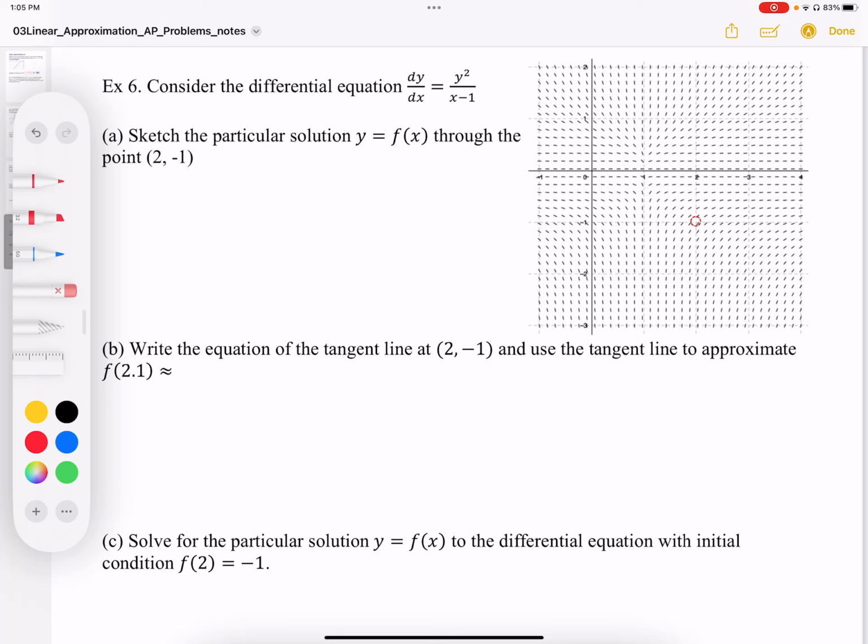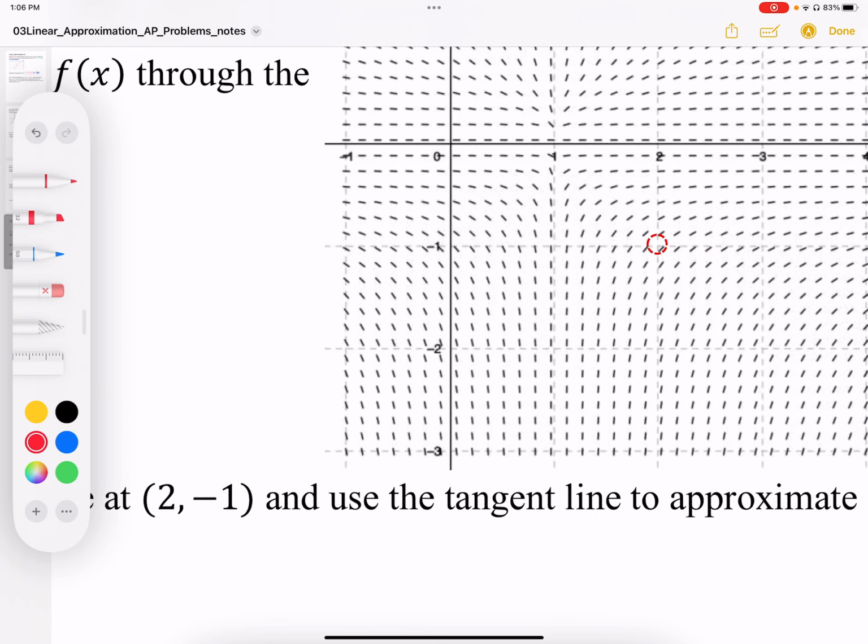Consider the differential equation dy/dx equals y squared over x minus 1. The slope field that differential equation generates is off to the right here. Part A asks, sketch the particular solution y equals f of x through (2, -1). So (2, -1) I've highlighted here.